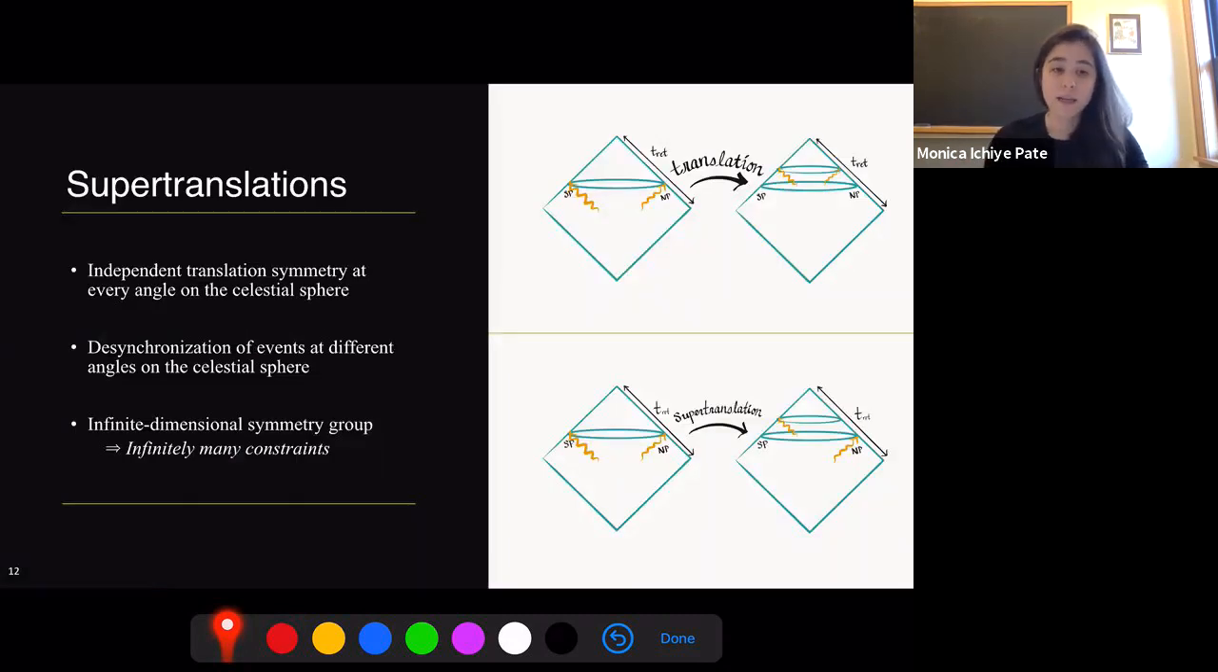So with this picture in hand, let us now revisit the supertranslations. So first recall that supertranslations were independent time translation symmetries for every point on the celestial sphere. But now suppose we begin with a solution in which there is a burst of radiation at the North Pole and the South Pole at retarded time t equals 0.